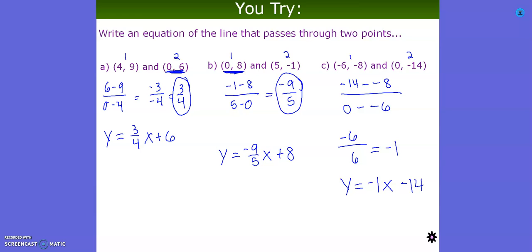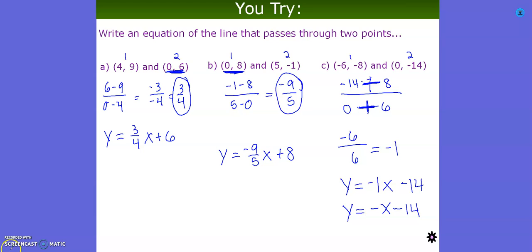For letter C, I had to be very careful. I have a bunch of double negatives here. So negative 14 minus a negative 8 is going to be a big old plus sign. And 0 minus a negative 6, again, will be a big old plus sign. We get negative 6 over 6, which is equal to negative 1. My equation is y equals negative 1x minus 14. You may also see it as just y equals negative x minus 14. Either of those would be acceptable.